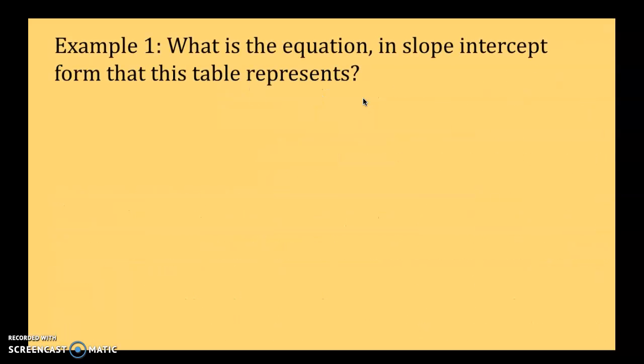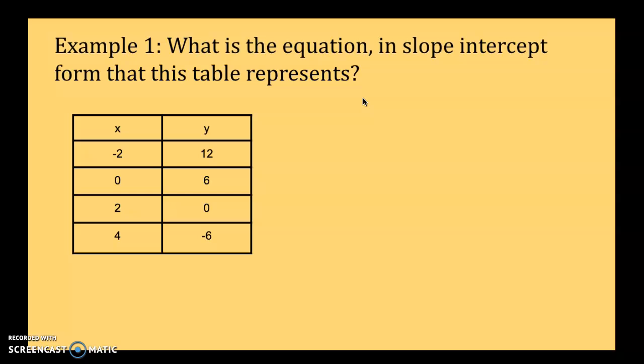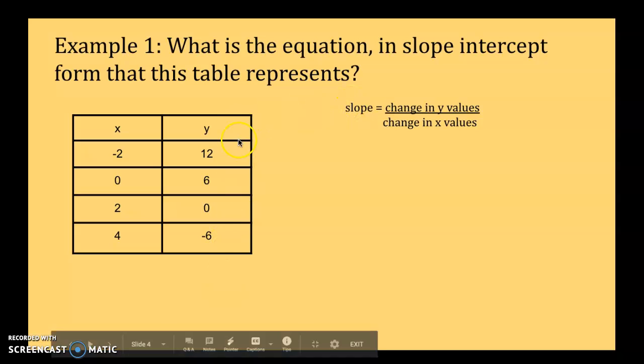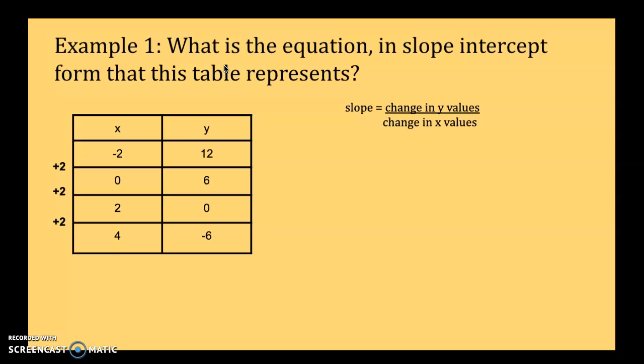So let's look at an example. What's the equation in slope-intercept form that this table represents? So here we have a table of x and y values. In order to write slope-intercept form, we need the slope and the y-intercept. Right, so let's start by finding the slope. Just like you did when you weren't putting it all together, we're going to find the slope by comparing our change in our y values, how these are changing each time, compared to how our x values are changing. So notice your x values are going up by 2 each time, and your y values are decreasing. We're getting smaller in number by 6.